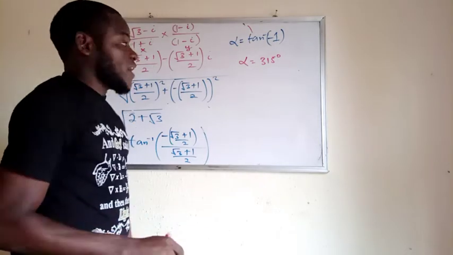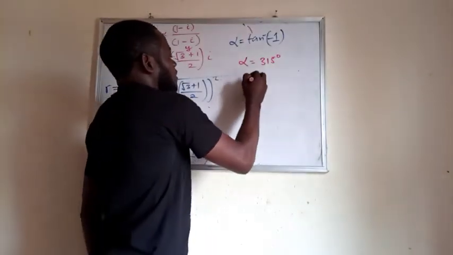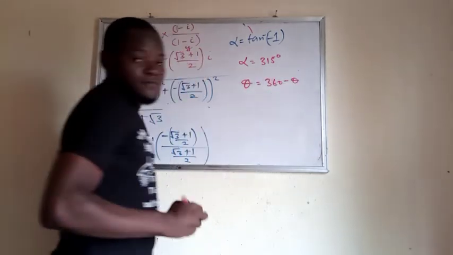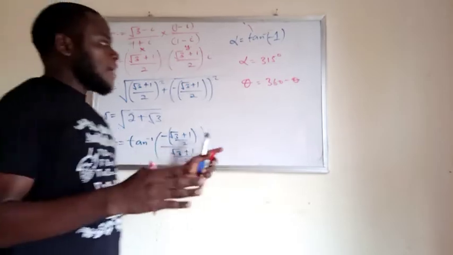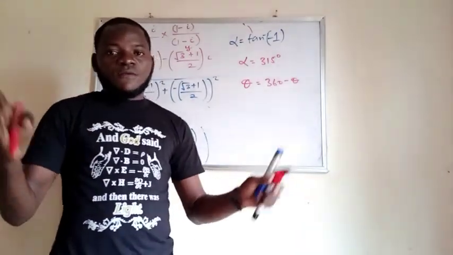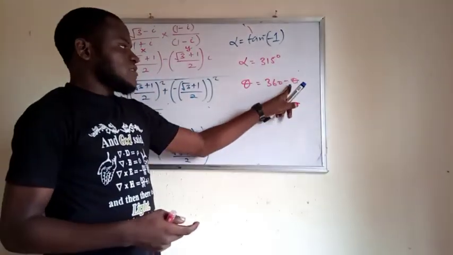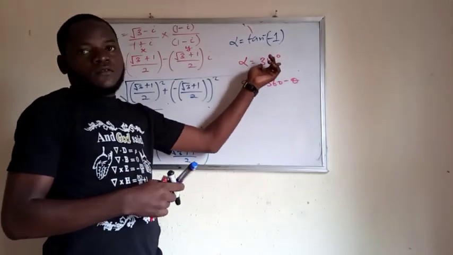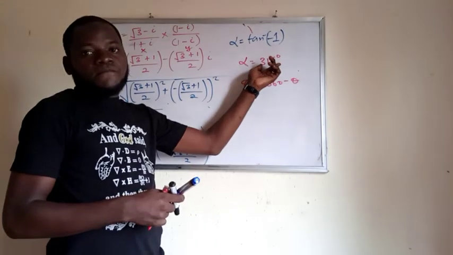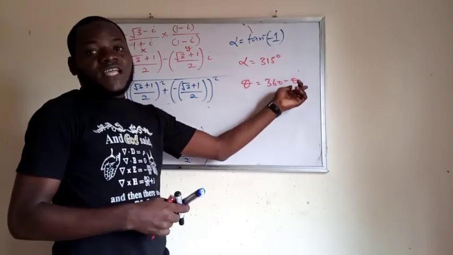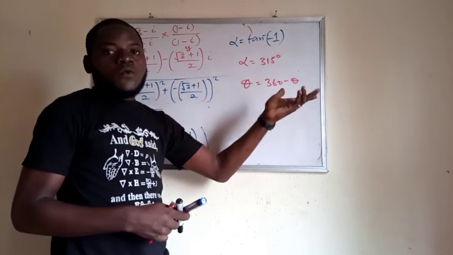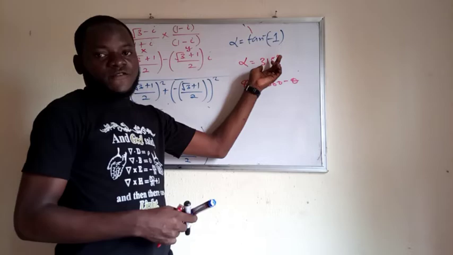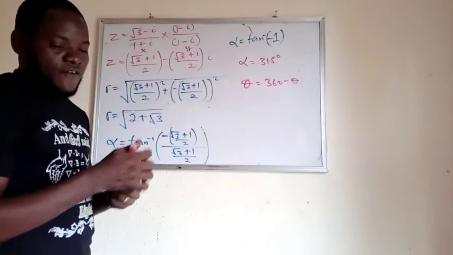Remember, in the fourth quadrant, the value of theta is 360 minus theta. Your theta must not be negative, it has to be positive. So 360 minus theta, where theta has to be 45, because tan of 45 degrees gives you 1, so it has to be positive. 360 minus 45 will give you 315 degrees. And that's the value of alpha.